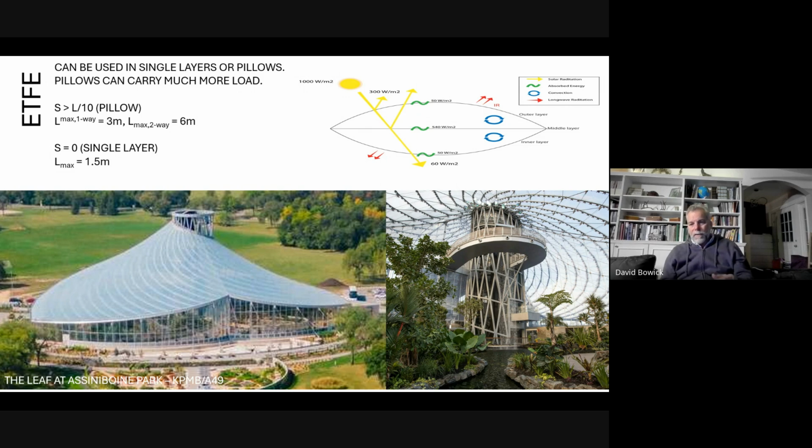The other nice thing about that is you've got multiple layers of ETFE. When they collapse, now the snow load is being shared amongst several layers of ETFE. So it's not just a single layer doing the work, it's multiple layers.